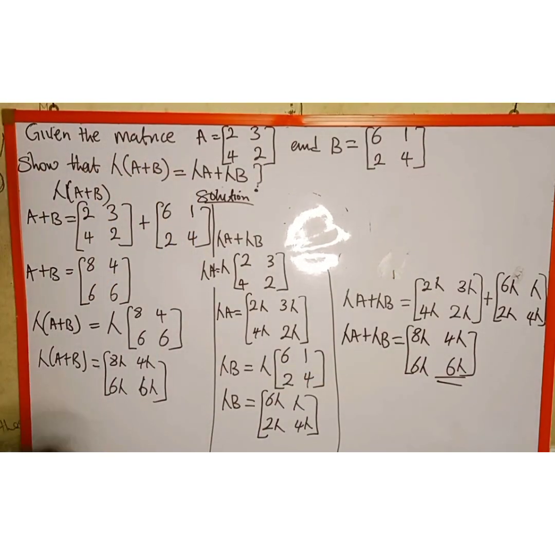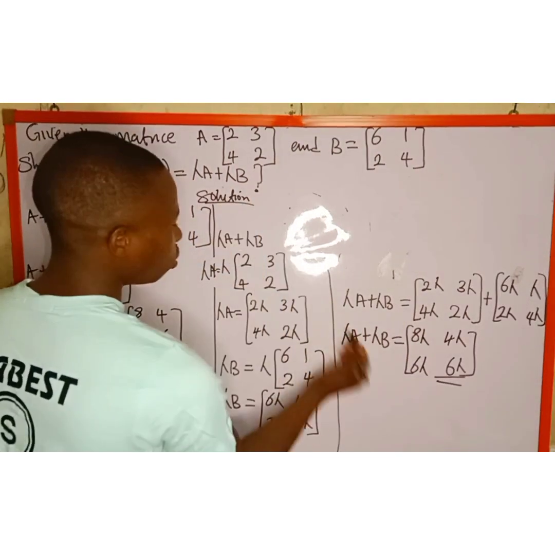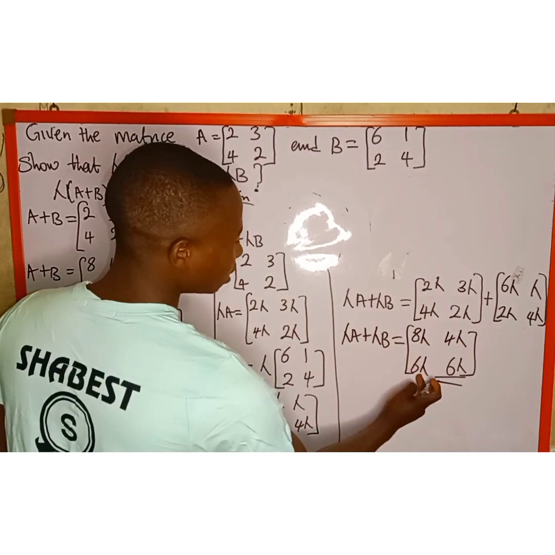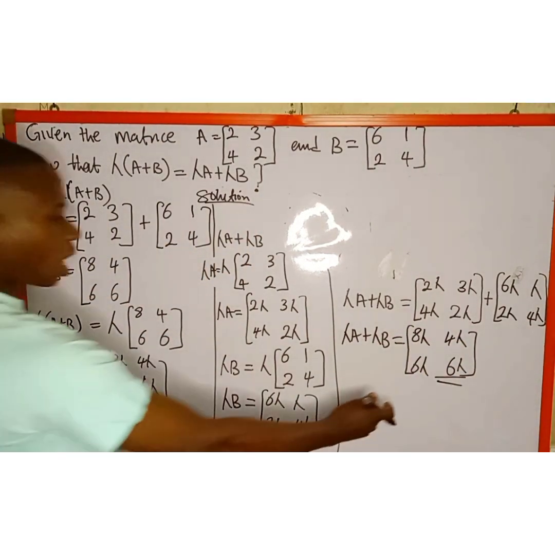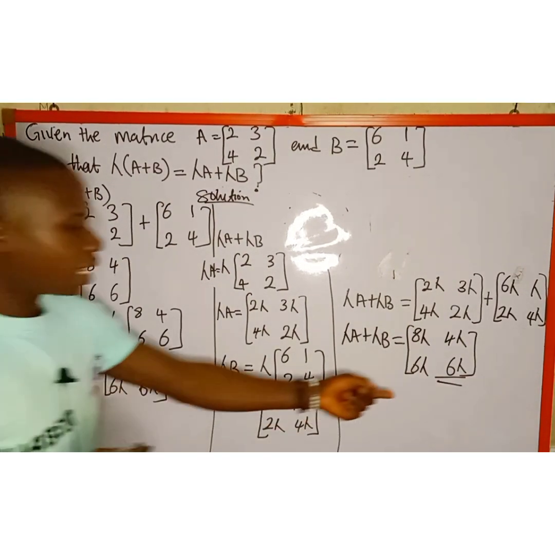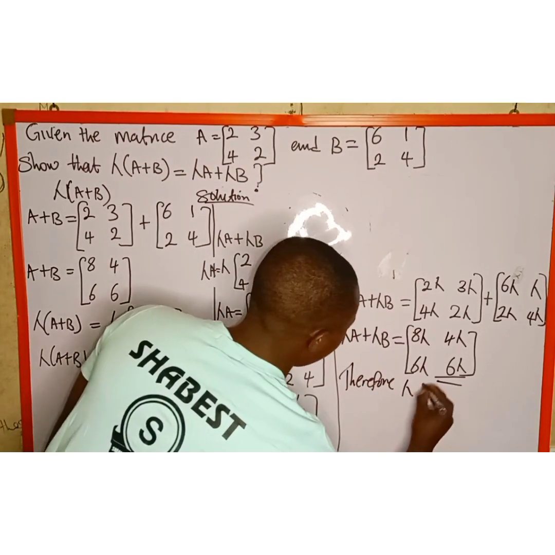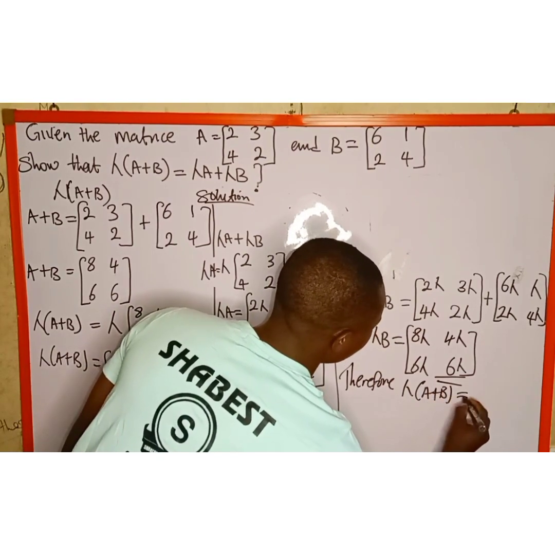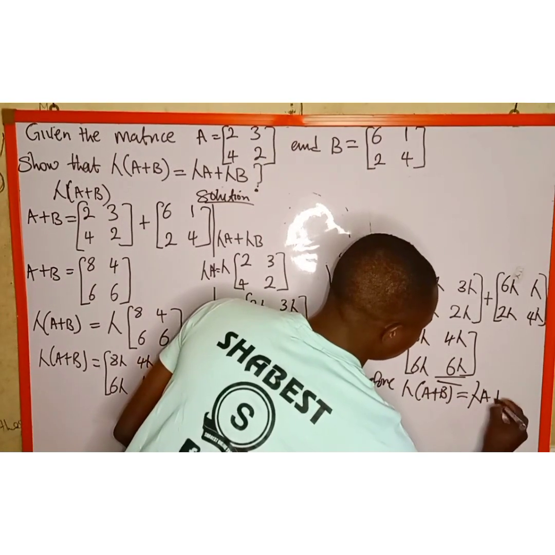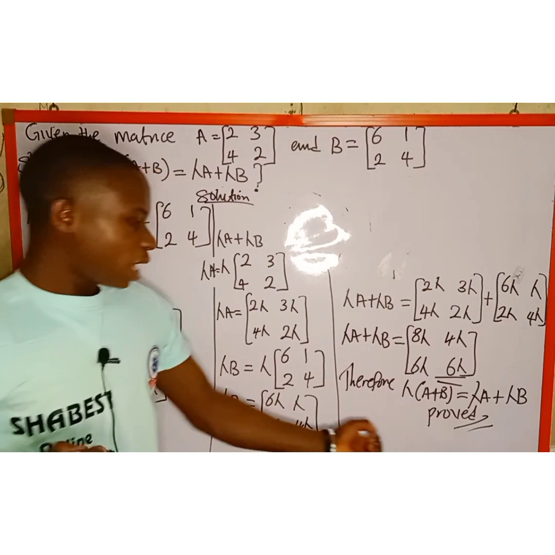And if you check from the left hand side, we have lambda multiplied by (A plus B), which is equal to 8 lambda, 4 lambda, 6 lambda, and 6 lambda. And in the right hand side, we have lambda A plus lambda B, which is 8 lambda, 4 lambda, 6 lambda, and 6 lambda. If you look at these two answers, we have shown that this is equivalent to this because our answer is the same. Therefore, lambda multiplied by (A plus B) is equal to lambda A plus lambda B. Proved. So we have shown that this is equal to this.